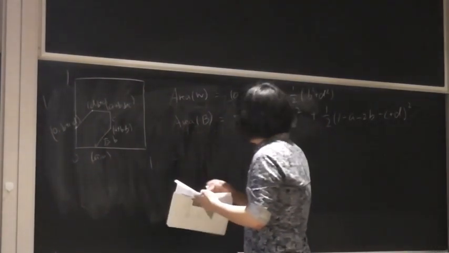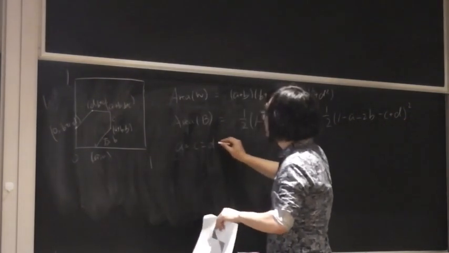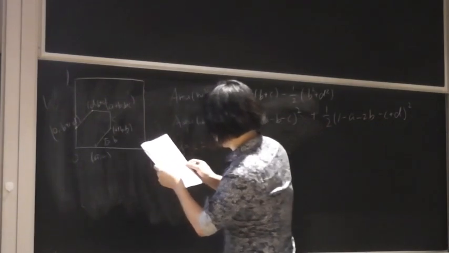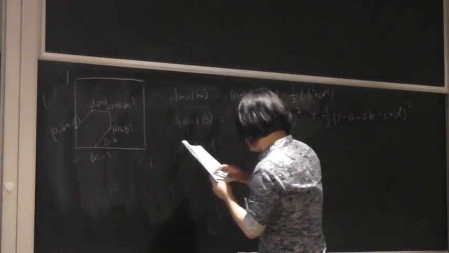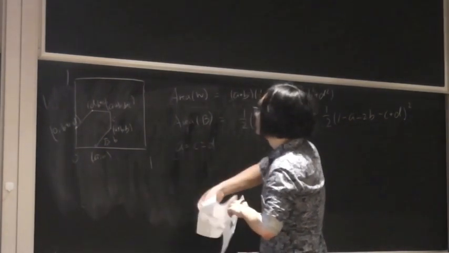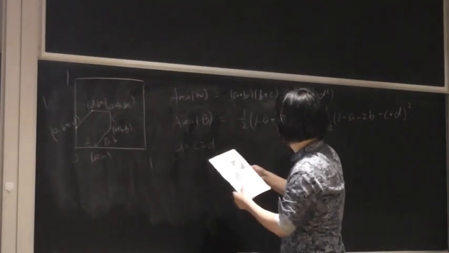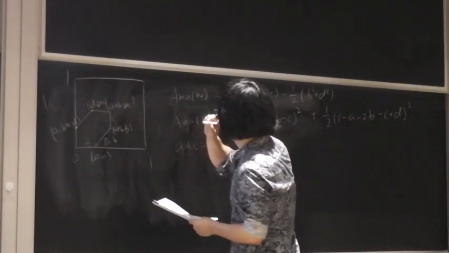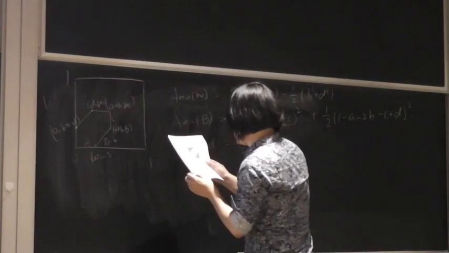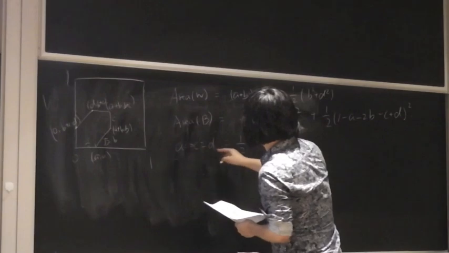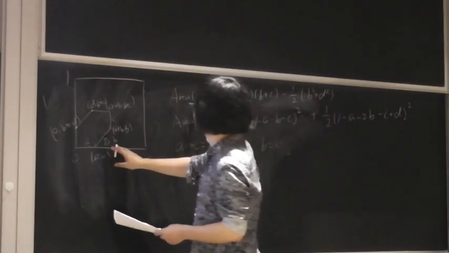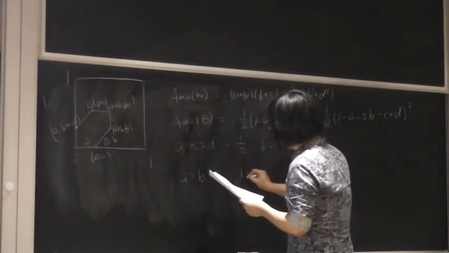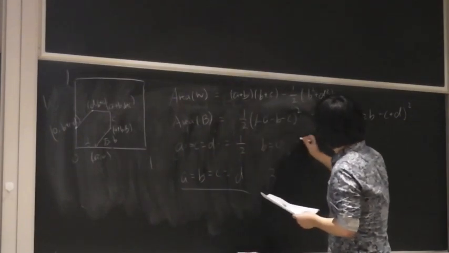So when A equals C equals D, so when they are half, when A equals C equals D and B equals 0, we have something similar to the triangle one. And when A equals B equals C equals D, in this case, this is a triangle.